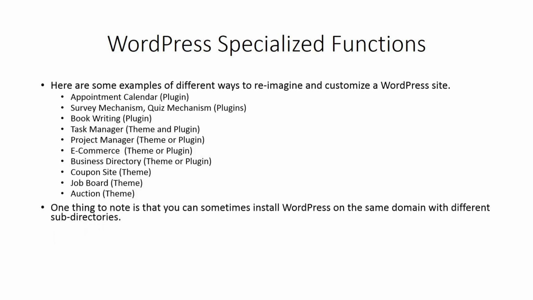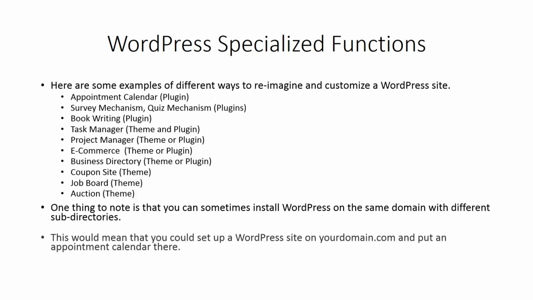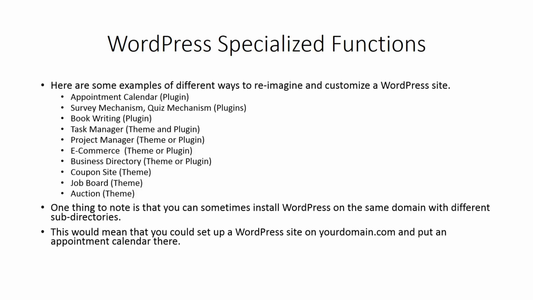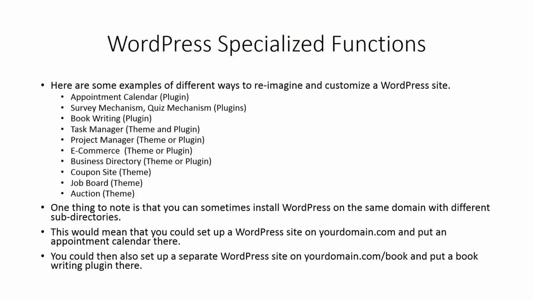The one thing to note is that you can sometimes install WordPress on the same domain with different subdirectories. This would mean that you could set up a WordPress site on yourdomain.com and put an appointment calendar there. You could then set up a separate WordPress site on yourdomain.com/book or using the subdirectory and put a book writing plugin on that site. In other words, you'd have two separate installations of WordPress using two different functions.